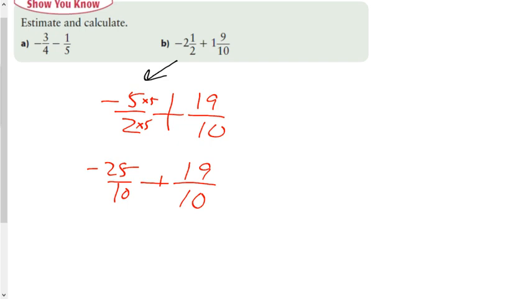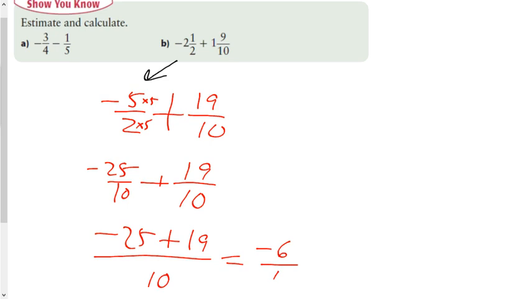Now, just like exemplar A, we are going to write this next step. We're going to add the numerators, and I'm going to write it down just like that, and keep the denominator. Negative 25 plus 19, I have more negatives than positives, is negative 6. My answer is negative 6/10, which will make any math teacher's head explode if you leave it as a non-lowest term fraction, even though it's right. Reduce it to lowest terms by dividing both by 2, and you get negative 3/5.